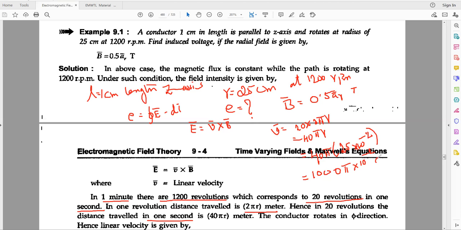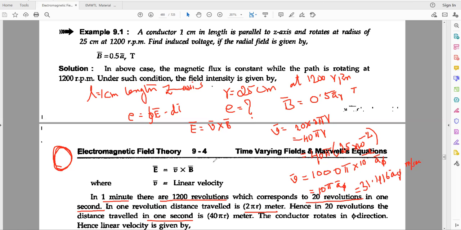Because the velocity is in the phi direction, a phi bar, V bar is equal to 1000 pi into 10 to the power of minus 2 a phi bar, or 10 pi a phi bar. Pi is 3.14, multiplied by 10, so V bar is 31.416 a phi bar. The velocity is in meters per second.